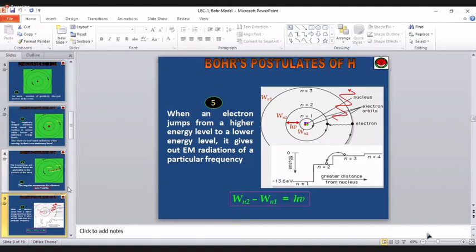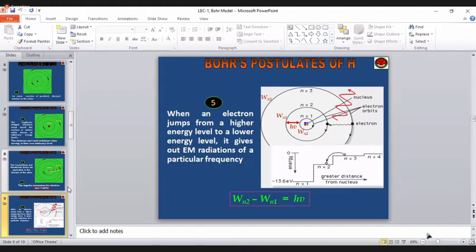Third one is that the Coulombic force, that is the centripetal force and centrifugal force, are equal. Number 4 is that the angular momentum, that is mvr, equals nh by 2 pi. This equation, mvr equals nh by 2 pi, I will use in the calculation of the orbital radius. And the last one is that when an electron jumps from a higher energy level to a lower energy level, it gives out electromagnetic radiation. Is that clear?